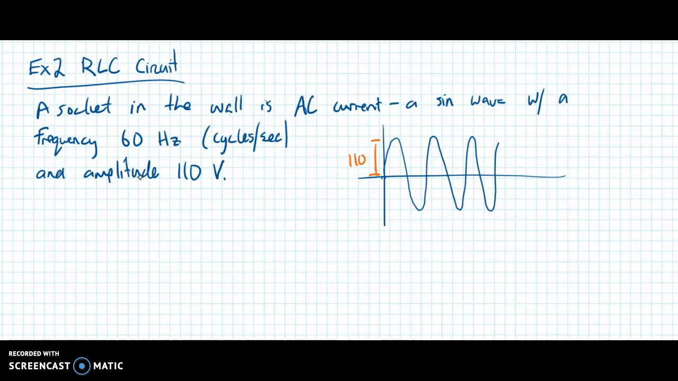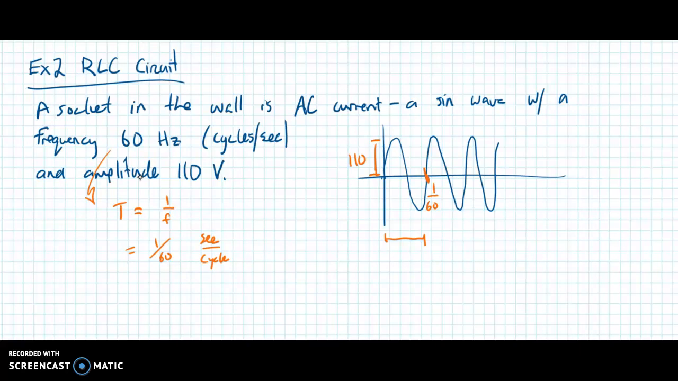The 60 hertz shows up in the period. Remember, period is 1 over the frequency, or I could flip it and say 1 over the period is the frequency. Period is how long this cycle is. So if I flip cycles per second, I get seconds per cycle. So I get T equals 1 over 60 seconds per cycle, and that is measuring this distance. That's one cycle. This tick on the t-axis would be 1 over 60.